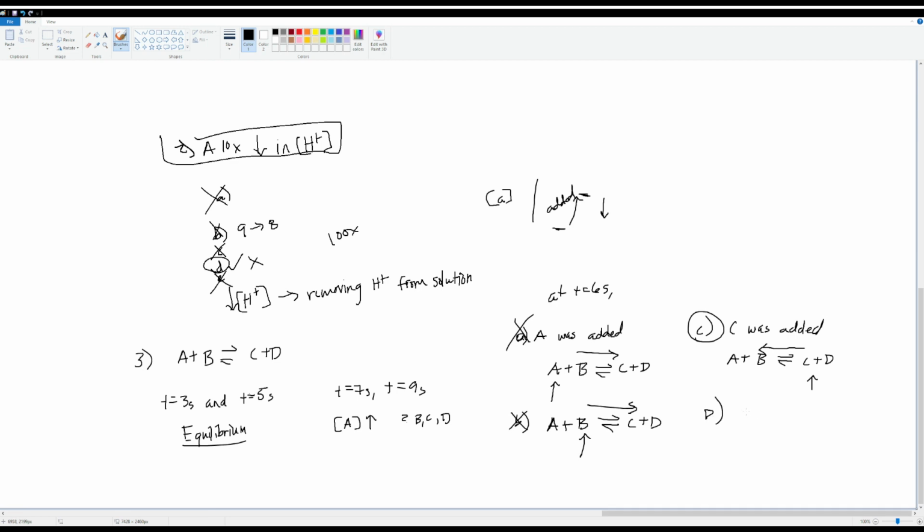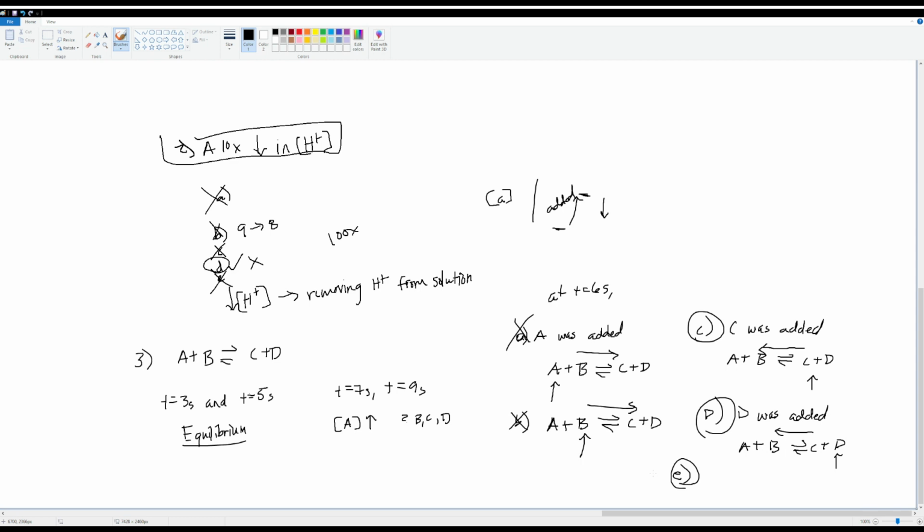How about D? So D was added. C plus D is the same thing as C, right? We're increasing the amount of D. We'd shift the reaction backwards to produce more A. So D is correct. And so both C and D are correct. That gives us E as our best answer. So the correct two choices are C and D, making E correct.